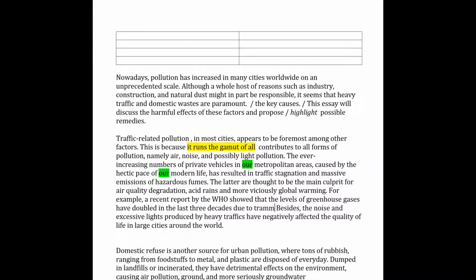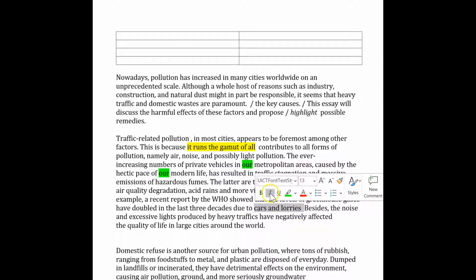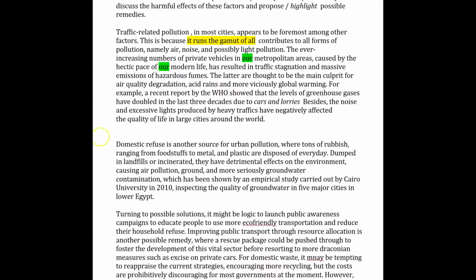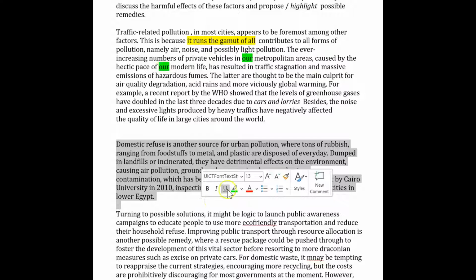Due to traffic, due to cars and lorries, or something like that. Connect the example exactly to what you were talking about here. Besides the noise, absolutely. Fantastic. It's a lovely paragraph. Love it. Now, I would totally cut that paragraph. I don't think you need it.